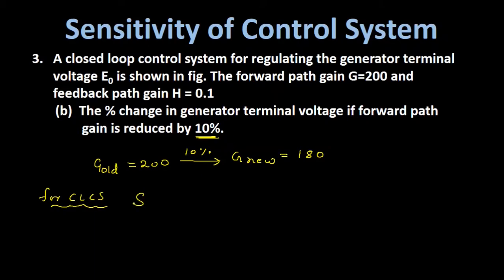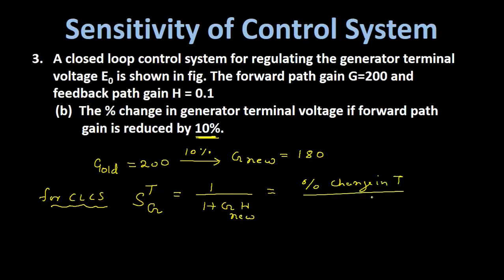That means we have to find out the sensitivity of overall transfer function T with respect to forward path gain G, and its formula is 1 upon 1 plus GH. In the place of G we will put the new value of G here, which is equal to percentage change in T divided by percentage change in G. Now it is given that the percentage change in G is equal to 10%. Whether it is a decrease or increase, we will put here 10%.